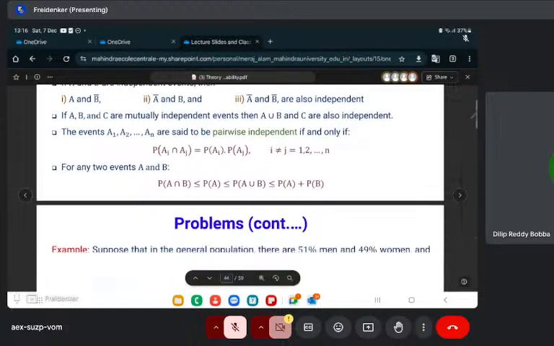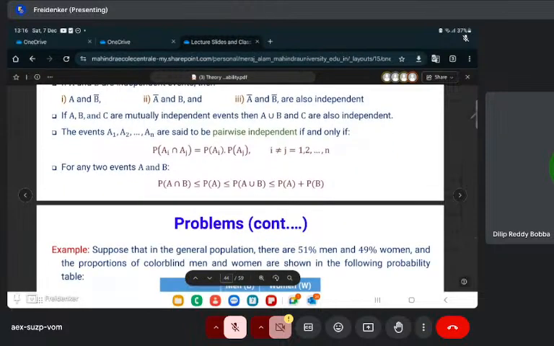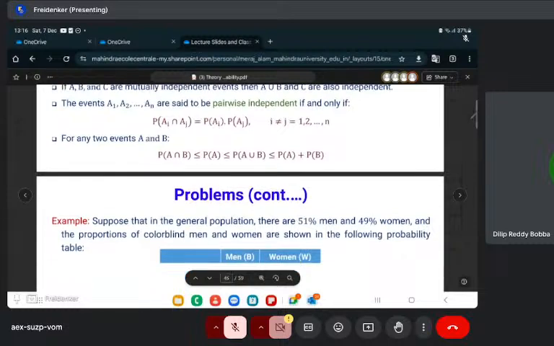Okay, there is some proof here. What proof in the sense there is some relation. Probability of A intersection B will always be less than or equal to probability of A plus probability of B. The proof is in between. It's just there. So this is some relation. That's it. Nice relation.